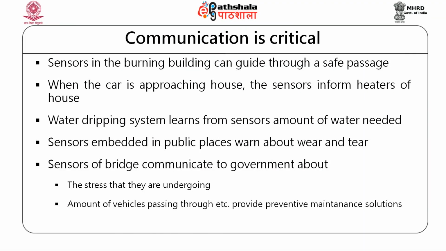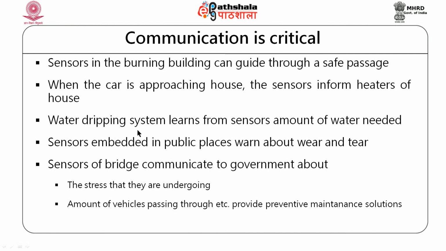So, here the communication part is very critical. Remember, communication and collaboration are two essential components of an IoT device. We took that example: sensors in a burning building can guide people through a safe passage. A car is approaching a house, and the sensors inform the heaters of the house. Now, this is not about India, it is about places like Canada, where there is a huge amount of snowfall.